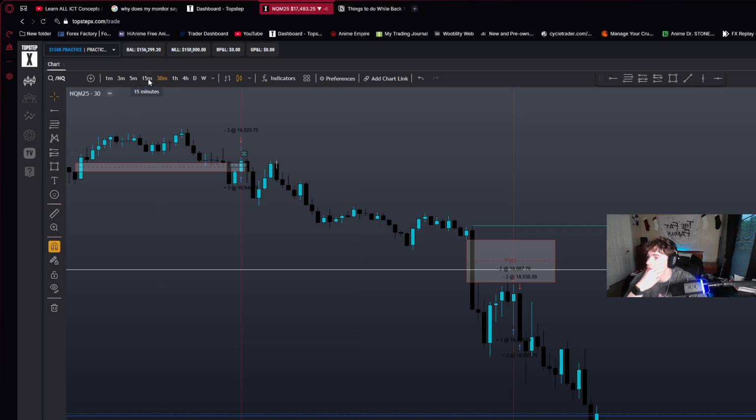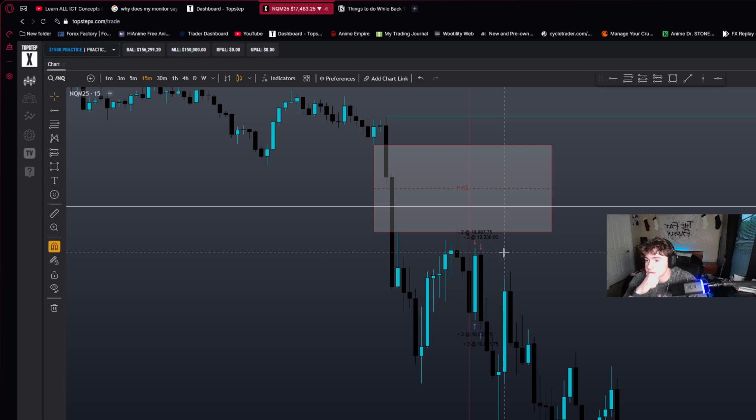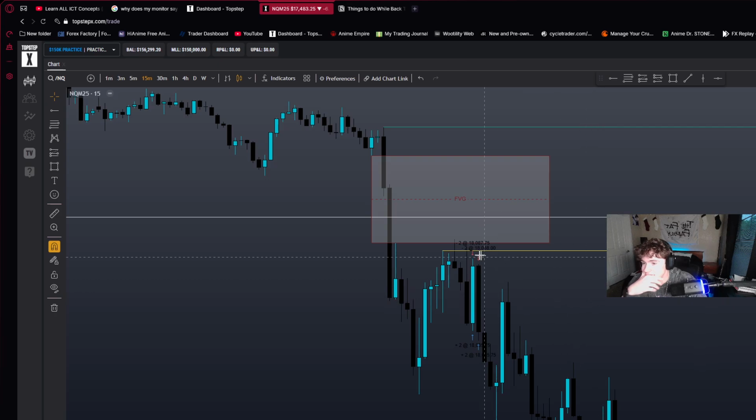Swing high. We'll go to the 15-minute. We'll go to market open. We have a swing high right here, so we'll count that as a liquidity sweep because we swept it into the fair value gap. That's a perfect bearish day right there. And then we retrace to it.